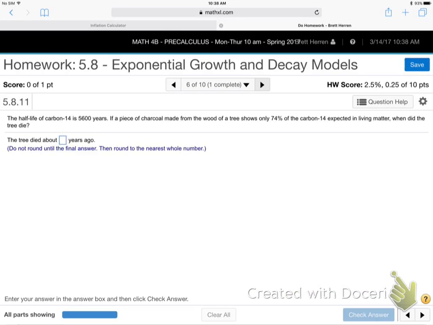A bit of a wrinkle in most of these. They're a little tricky. Okay. Half-life of carbon-14, 5,600 years. Piece of charcoal. Yeah, so this is how they can carbon date. So we'll do an actual carbon dating problem here to figure out how old something is.